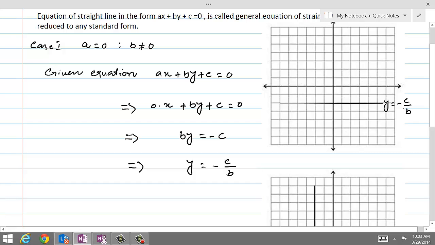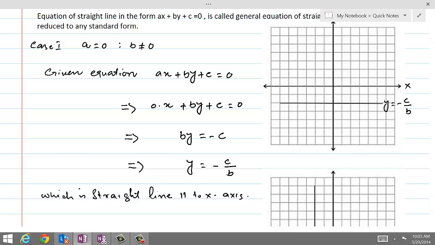And this equation y is equal to minus c over b is equation of straight line parallel to x-axis. So now if we consider it otherwise, when a is not equal to 0 but b is equal to 0.